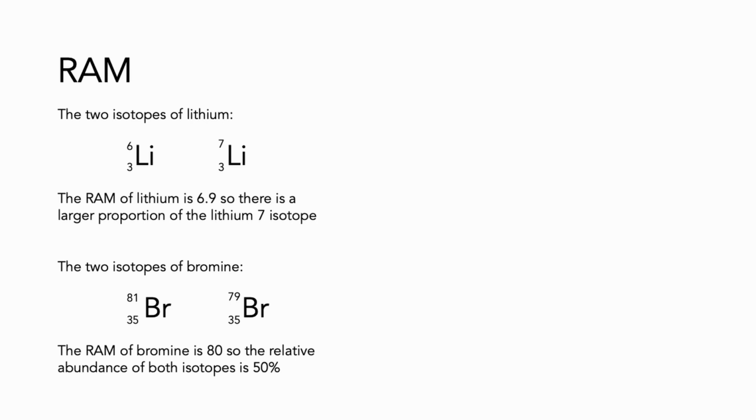Here's an example of the RAM of lithium, and because the value is closer to 7, that means there is more of this isotope present in the sample. In this second example, the RAM of bromine is 80, and as you can see, this value is right between the mass numbers of both of these isotopes, so the proportion of these isotopes in the sample are equal.